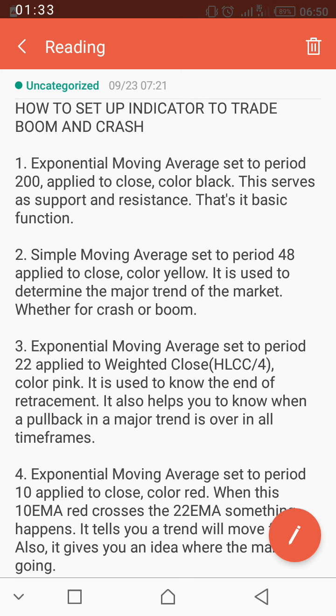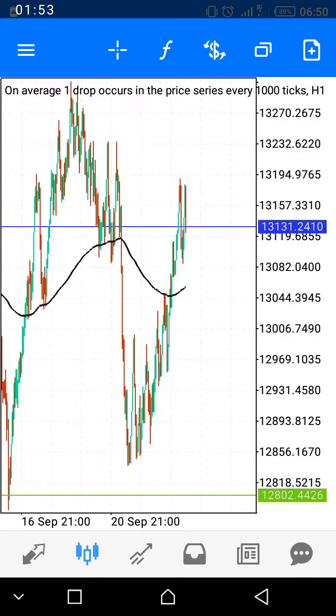It is used to determine the major trend of the market, whether for crash or boom. To know the major trend of the market, to know the direction, whether it's a sell market or a buy market, you will use this indicator, simple moving average set to period 48, apply to close, color yellow. Please be careful with that information.